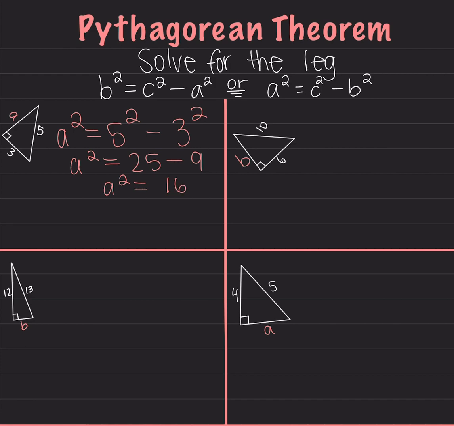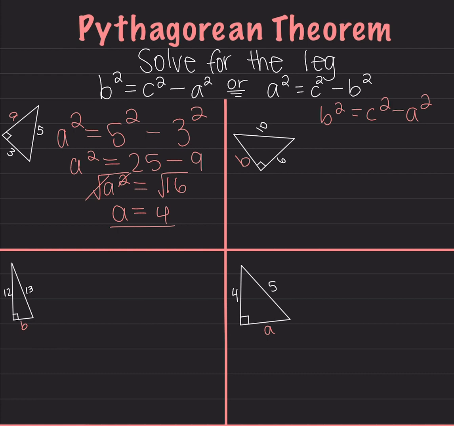And lastly, in order to solve for just a, I'm going to take the square root of both sides. This gets rid of the squared over here, and I'm just left with a equals the square root of 16, which is 4. So my answer is 4. Next, we're looking for b. This means we're going to use this equation over here: b squared equals c squared minus a squared.